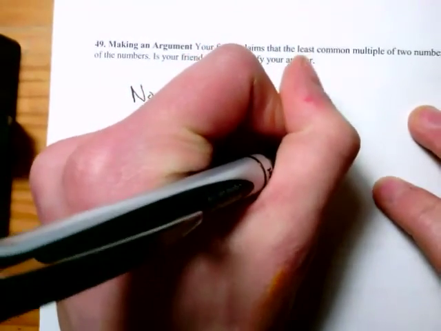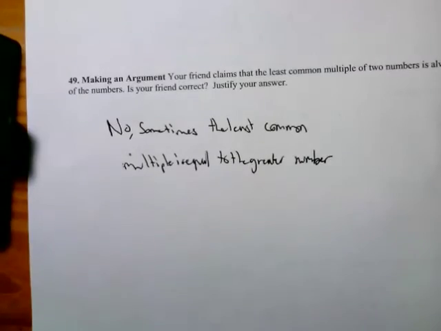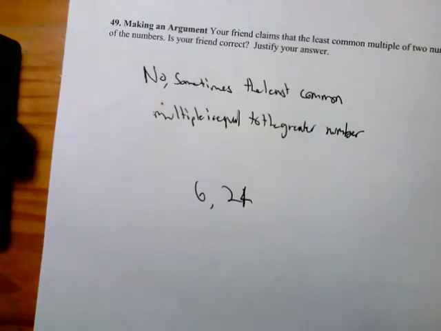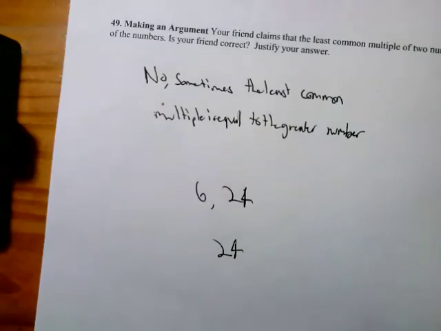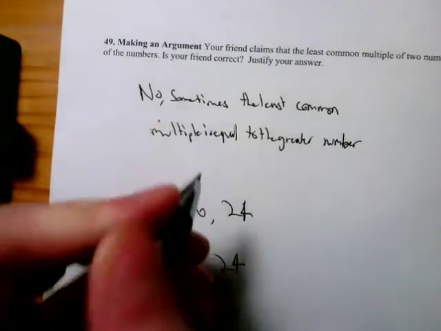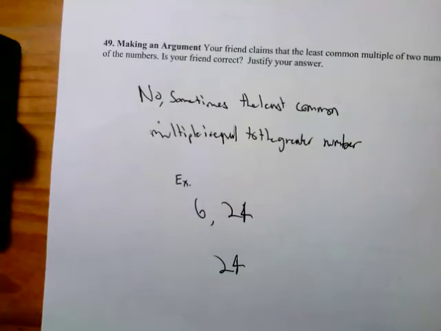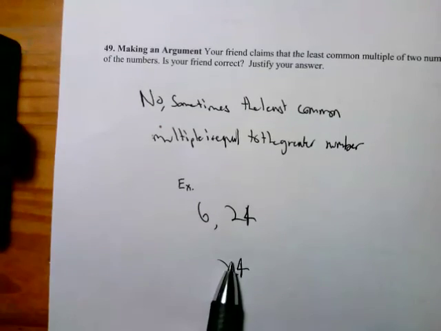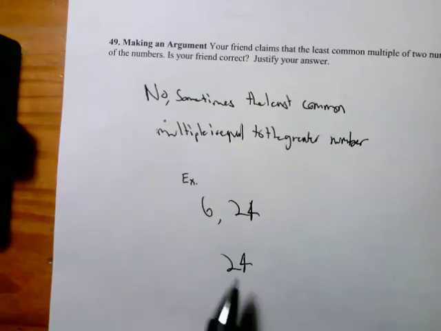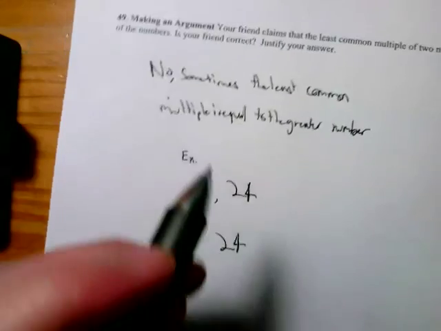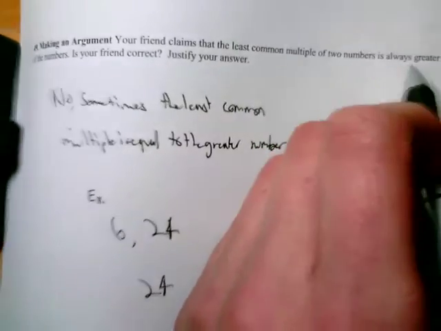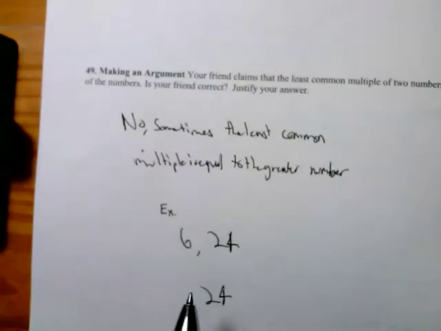And another example of that, for regular numbers, not including all of the x's, would be 6 and 24. The least common multiple of 6 and 24 is 24, because 24 is a multiple of both 6 and 24. So when the bigger number is a multiple of the smaller number, the least common multiple is just the bigger number. So the least common multiple of two numbers is not always greater. So you say no.